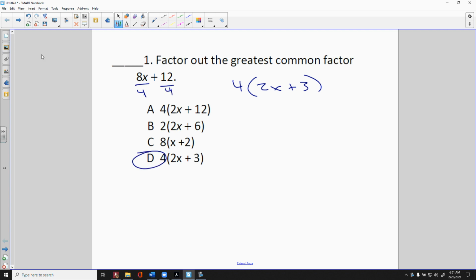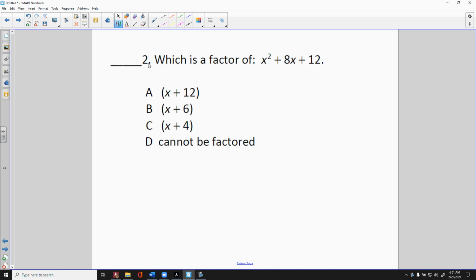2x plus 3 should be our answer choice. Question number 2, what is the factor of x squared plus 8x plus 12? Not a perfect square, so looking at factors of 12 that add up to 8, I know it's positive 6 and positive 2. So my factors should be x plus 6 and x plus 2. Those should work. All right, so which one matches? B should be the only one that works.